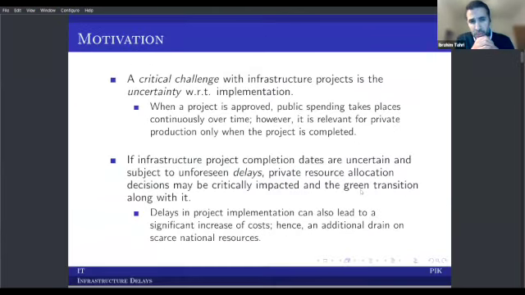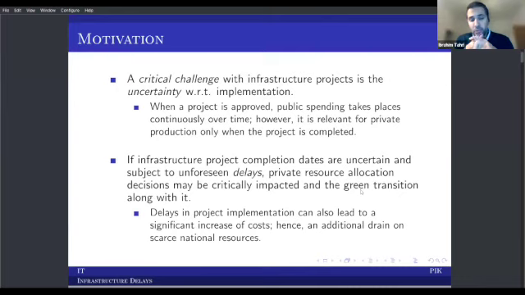But there is a problem. There is a critical challenge here with infrastructure projects, which is the uncertainty with regards to their implementation. So when a project is approved, public spending basically takes place continuously over time, but it's only relevant for the private sector or for private production when the project is completed. So you can only make use or benefit from the infrastructure once it is finished, right?